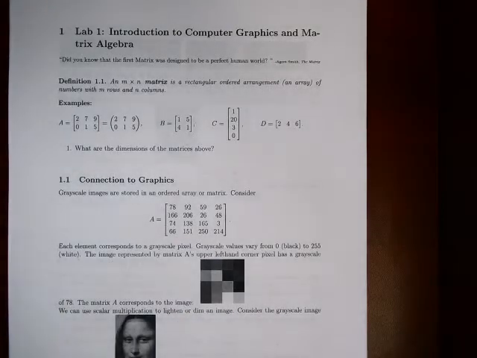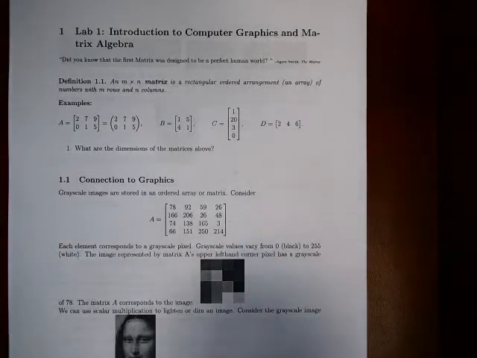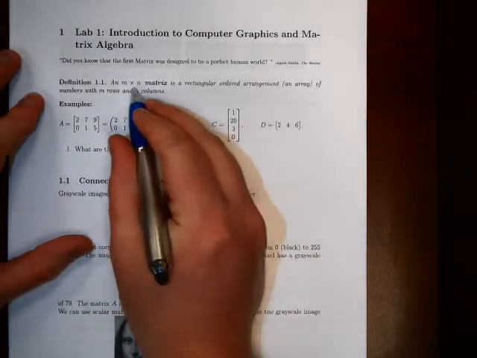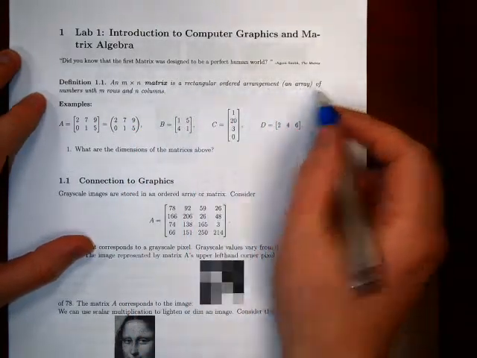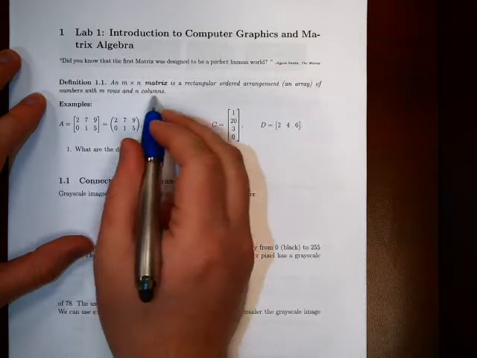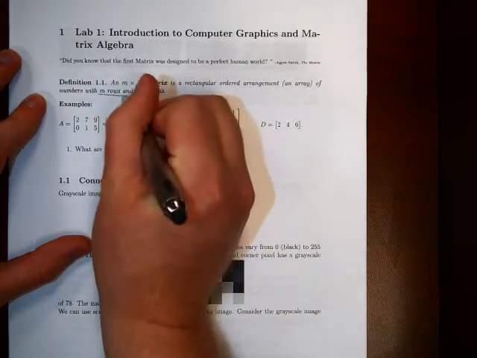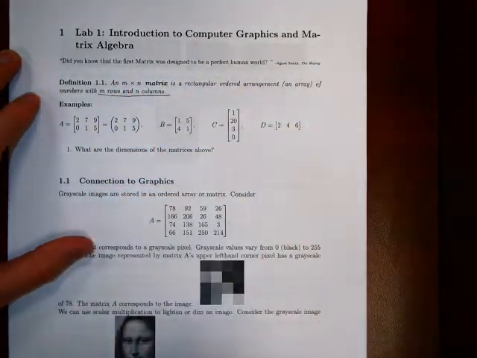Alright, so let's begin. You can do a lot of different things with linear algebra, and specifically matrix algebra. As we go through this lab, we're going to see a little bit of how we can do some stuff with computer graphics. So first we've got to get into some definitions. An M by N matrix is a rectangular ordered arrangement, or an array, of numbers with M rows and N columns. This here is the important thing.